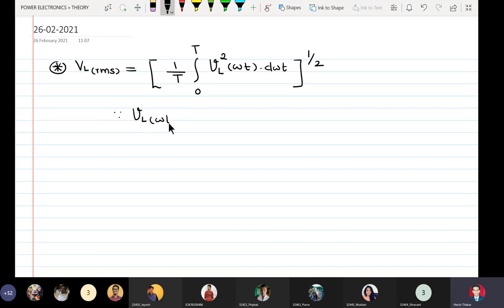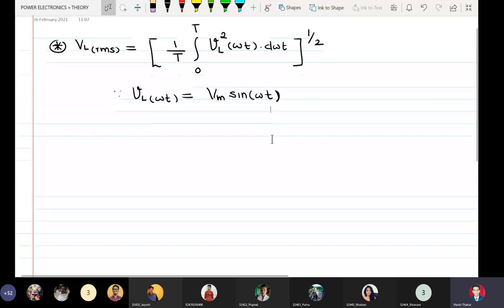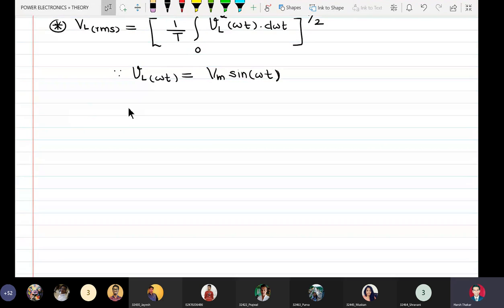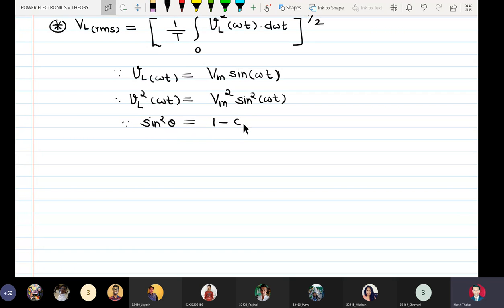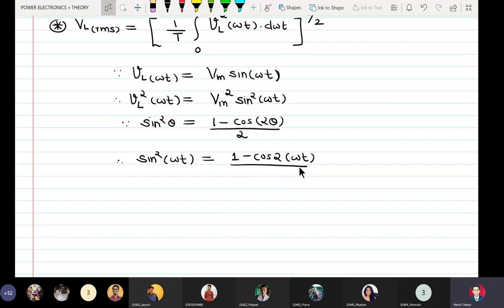Since VL of omega t is equal to Vm sin omega t, therefore VL square omega t will be Vm square into sin square omega t, and since sin square theta is equal to 1 minus cos 2 theta upon 2, therefore sin square omega t can be written as 1 minus cos 2 omega t upon 2.